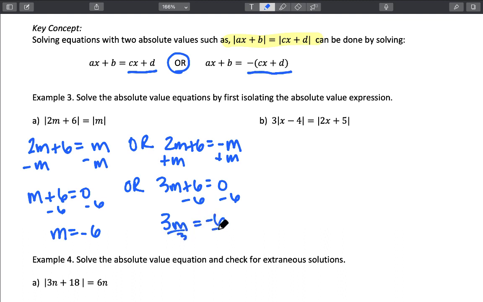Divide both sides by 3, and m equals negative 2. Alright, so our two solutions here are m equals negative 6 and m equals negative 2.